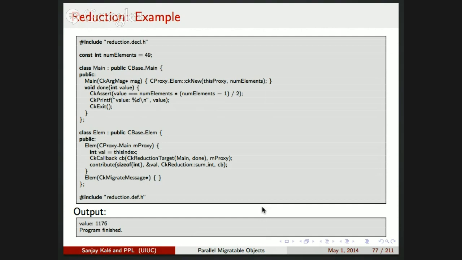First we create a callback to say where we want the reduction to end up. In this case, our reduction target is going to be called on a main proxy, and it's the done reduction target, which we've defined up there. The specific proxy we want it called on is the main proxy that got passed in at construction. Then we have our value, and we are contributing. We call this contribute function, where we say how much data we're contributing, what data we're actually contributing, which in this case is just our index, and what kind of reduction it's going to be. In this case, we're summing integers.